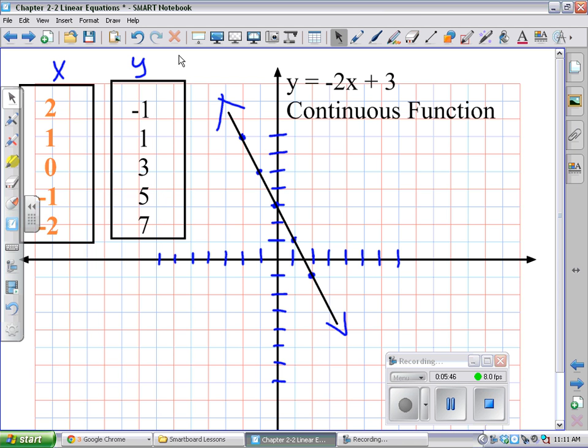You will notice that this is a continuous function because the points continue on either up or down, and they're not discrete points.